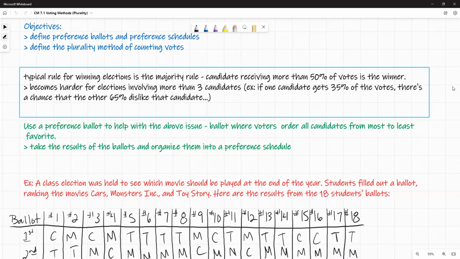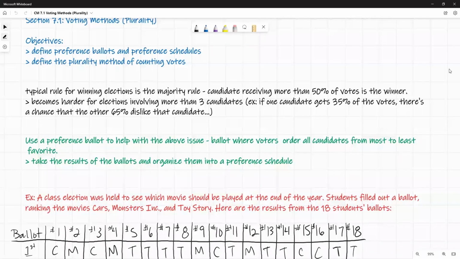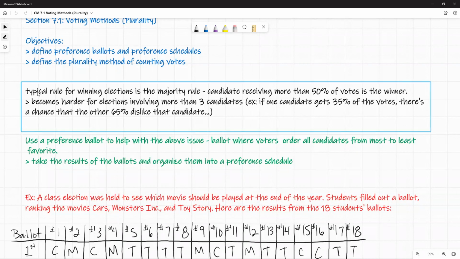When you think about an election, hopefully you've already been exposed to that in your life. We have the presidential election, and then even smaller elections at the local level, at the state level, etc. The typical rule for winning one is majority rule: whenever a candidate receives more than 50% of the votes, that's who ends up being the winner.